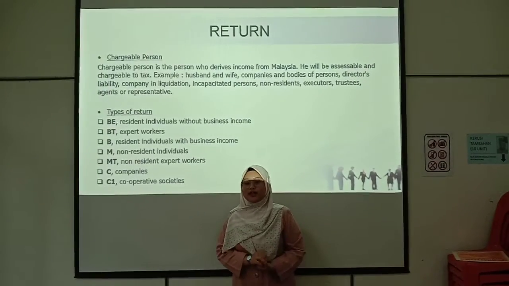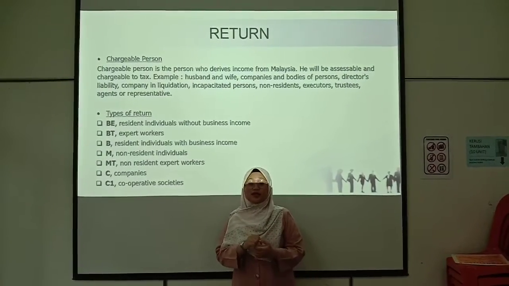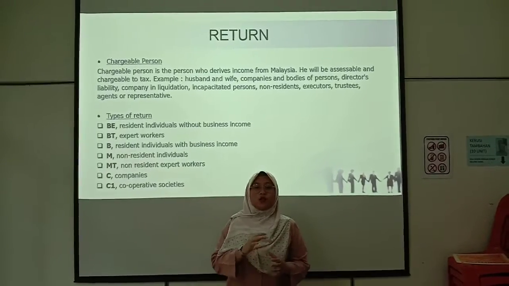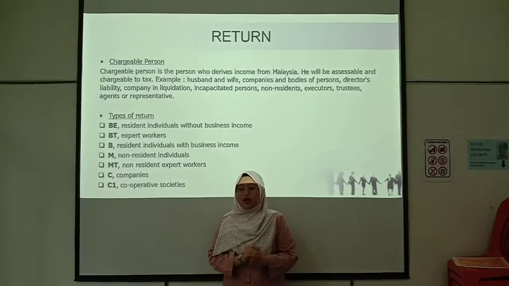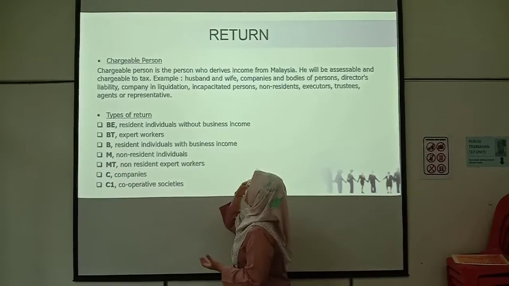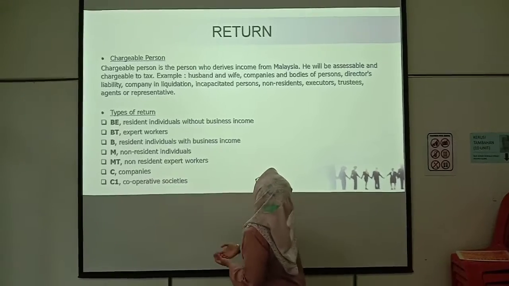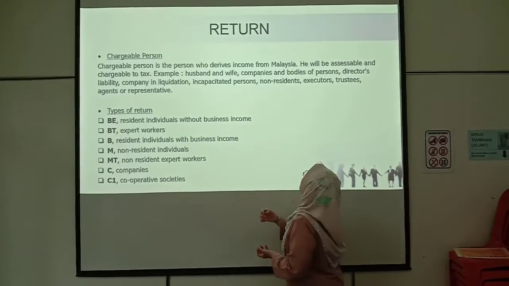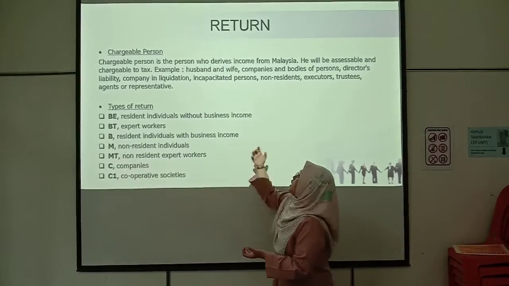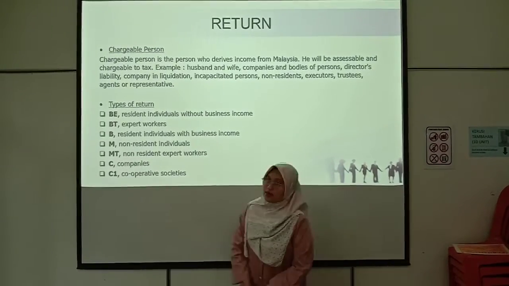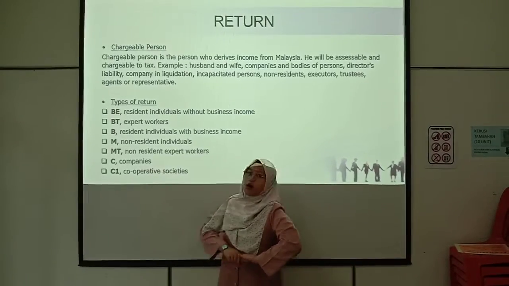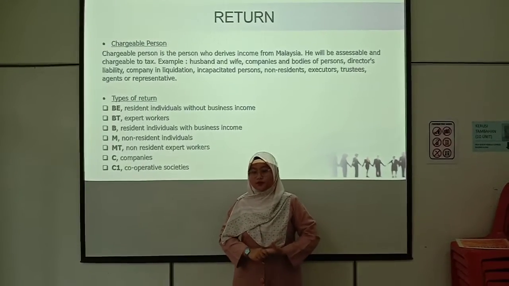Okay, so what is a chargeable person? A chargeable person is a person who derives income from a source. Then the person will be accessible to tax. For example, the persons that will be accessible to tax are husband and wife, companies and bodies of persons, directors, liability company in liquidation, incapacitated persons, non-residents, executors, trustees, agents, or representatives.